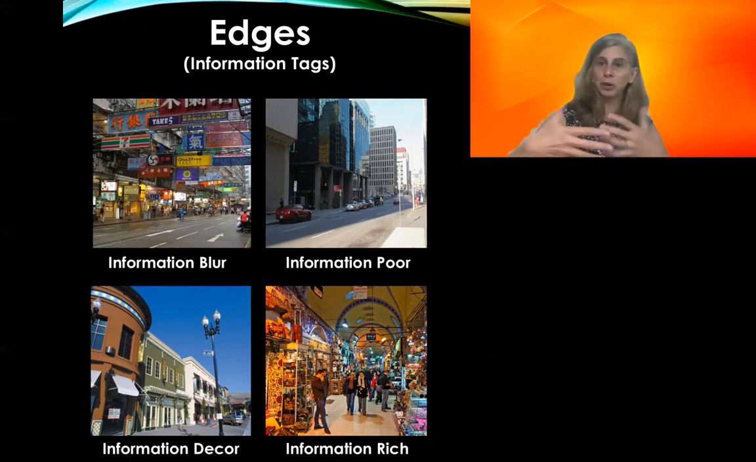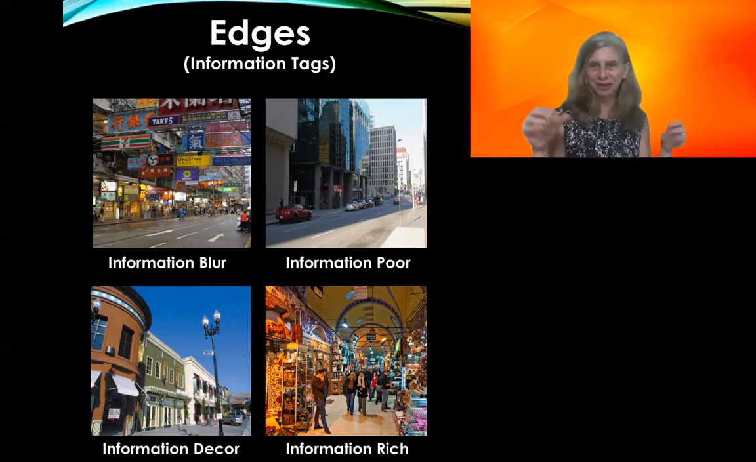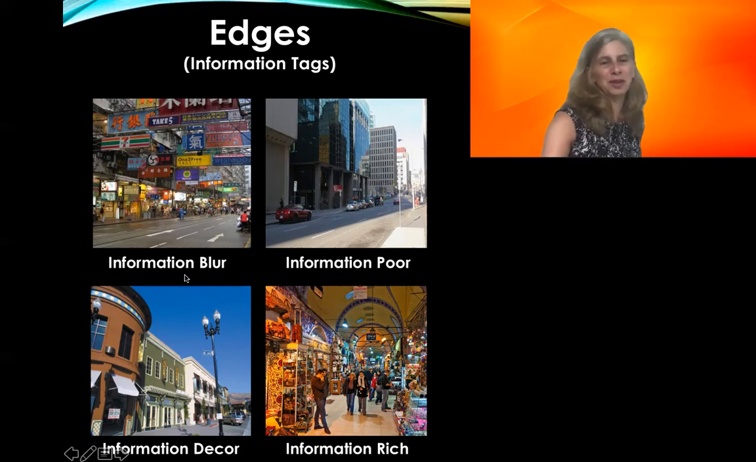So those are the ways in which the shop doesn't magically transform itself without any evolution, without any human agency. We can't speak about it evolving in that way, but we can speak about how evolution is enabled. And the reason why I put this one, information poor, information blur, information decor, I was trying to make them rhyme because I like that. Rich doesn't rhyme, so whatever.